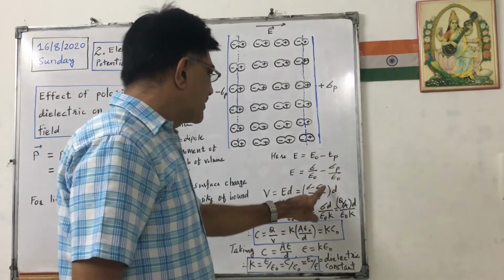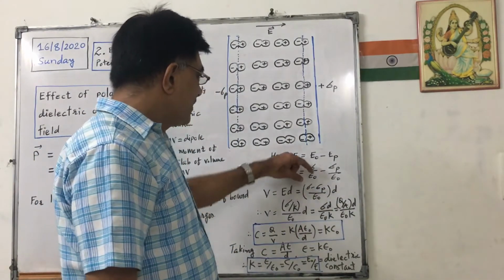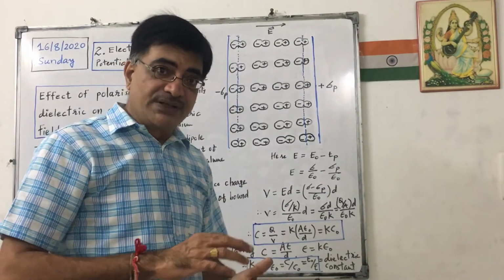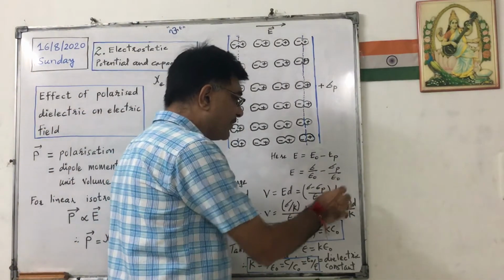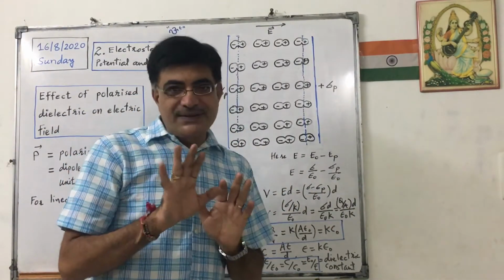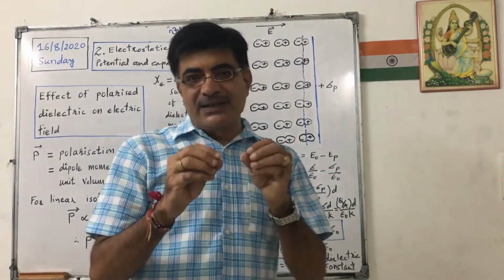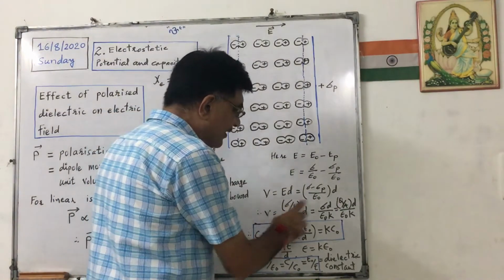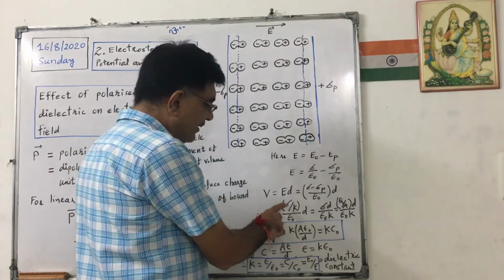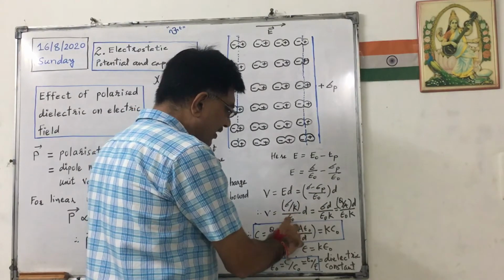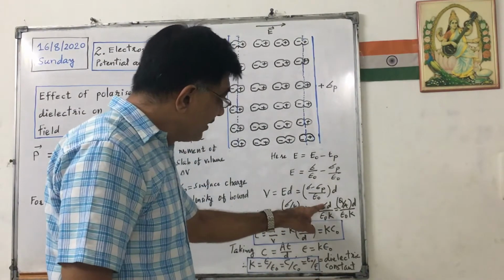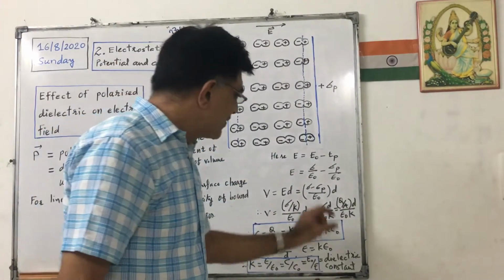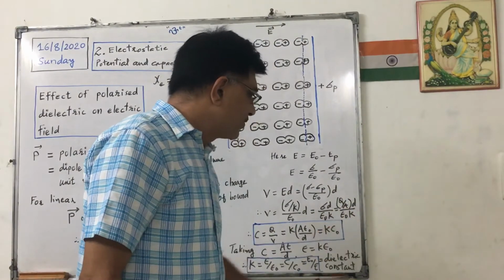Now this sigma minus sigma P is actually sigma upon capital K. What capital K is, we will define afterwards. Suppose sigma minus sigma P, first of all, will be less than sigma, so I have to divide sigma by some factor, that is capital K. So sigma by capital K into D upon epsilon naught can be written as sigma into D upon K into epsilon naught. Here sigma is called surface charge density, equal to charge upon area. So Q upon A into D upon epsilon naught into K.